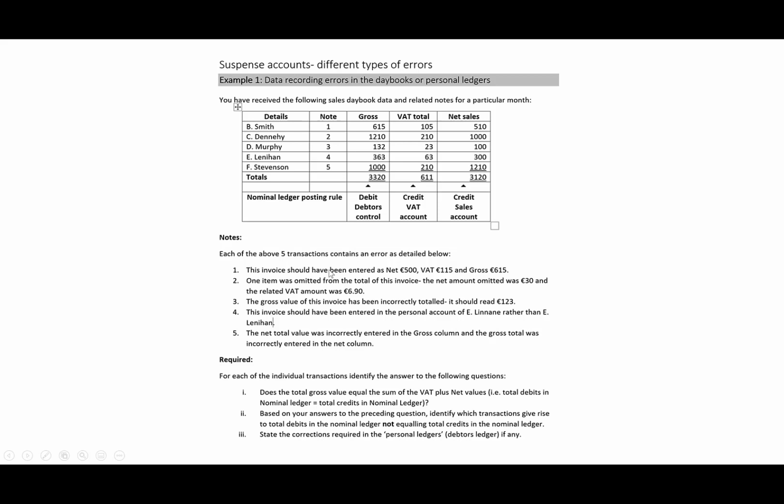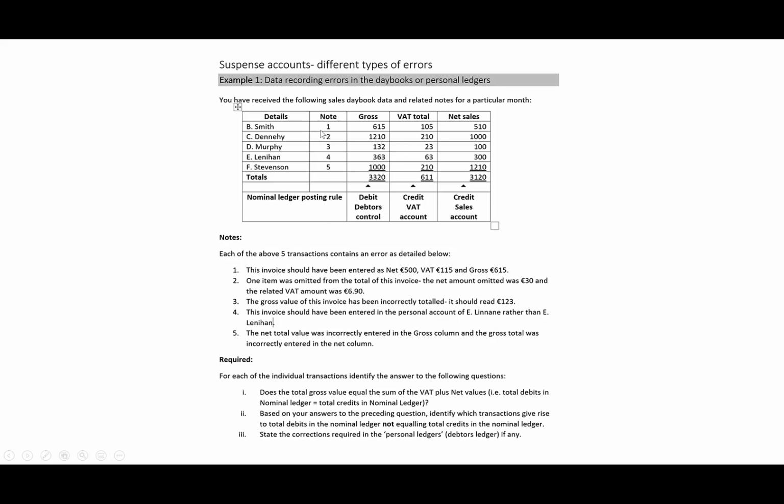Okay, so it's a particularly incompetent bookkeeper who prepared this sales daybook, and you're asked for each of the individual transactions to identify the answer to the following questions. Does the total gross value equal the sum of the VAT plus net values? So the gross value, whatever's in this column, is that matched by the sum of these 2 columns? Okay, and based on your answers to that question, identify which transactions give rise to total debits in the nominal ledger not equaling total credits in the nominal ledger, and then state what you have to do to fix the personal ledgers, if any. So let's have a look at this question on the screen.